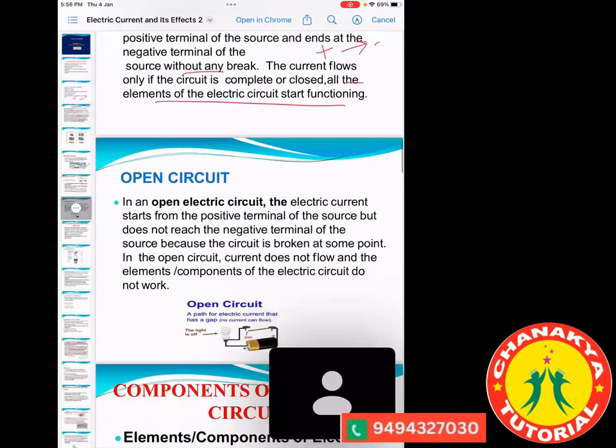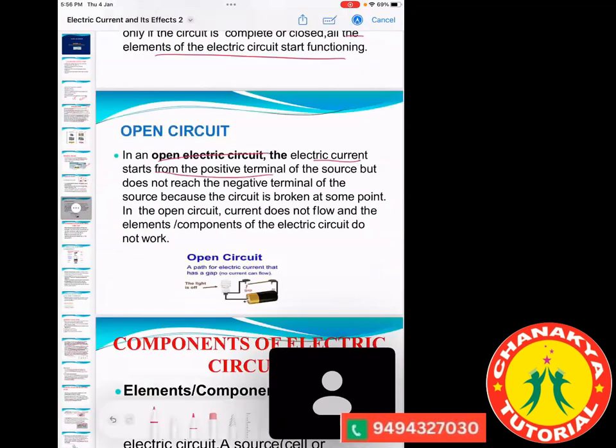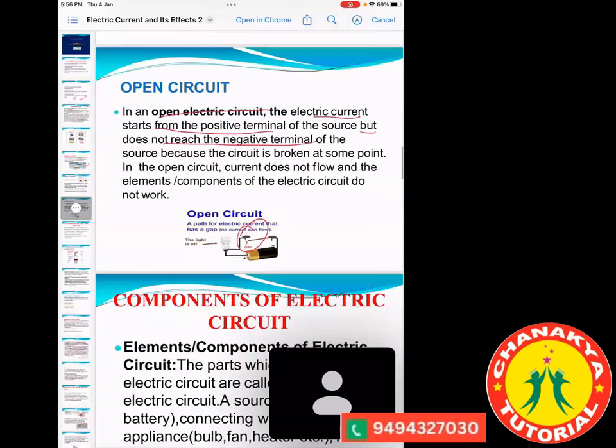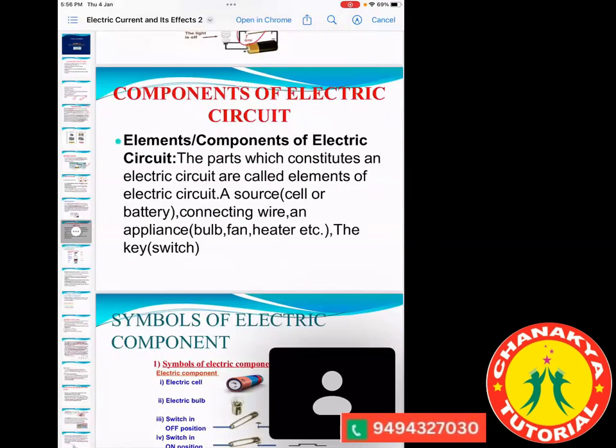Whereas in the open circuit, what happens? The electric current starts from the positive terminal, but it does not reach the negative terminal because the circuit is broken at some point. So in between, what happened? A gap is there, because of which the electric current will not be able to pass. In the open circuit, the current does not flow and the elements or components of the electric circuit do not work. Since the current does not flow, that is the reason the particular bulb or element does not work.